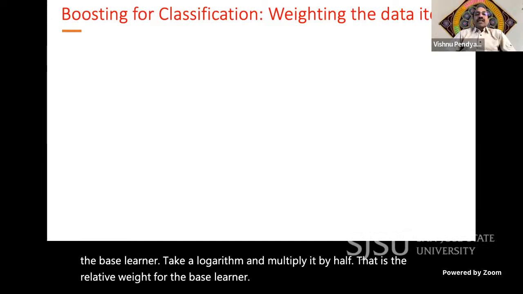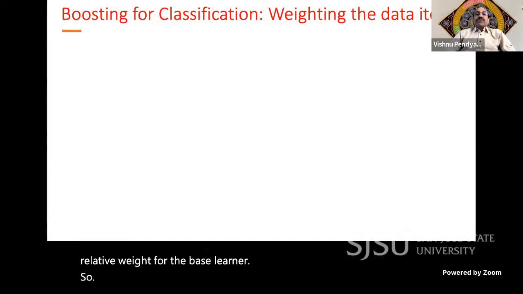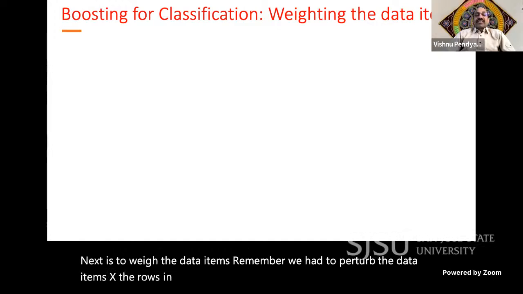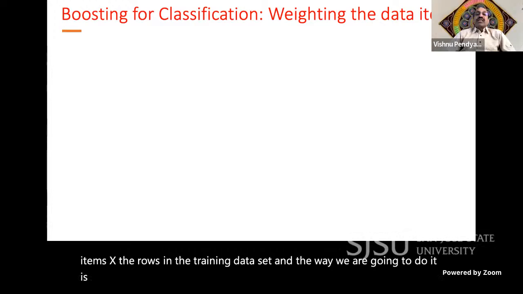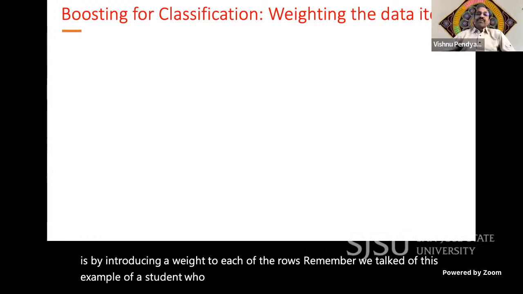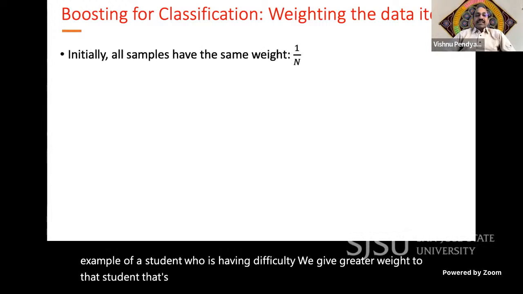So now next is to weigh the data items. Remember, we have to perturb the data items, X's, the rows in the training data set. And the way we are going to do it is by introducing a weight to each of the rows. Remember, we talked of this example of a student who is having difficulty. We give greater weight to that student. That's what we are going to do here.